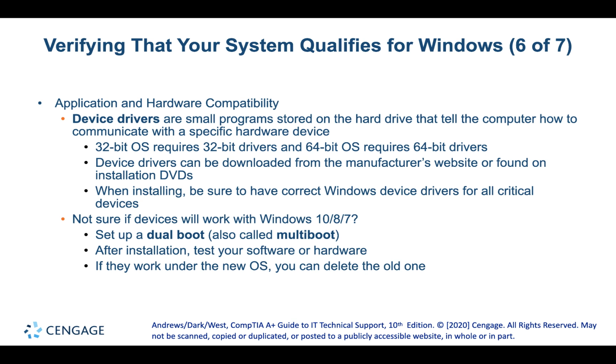If you're not sure about your hardware or software running on the version of Windows you're looking at installing, you can do what's called a dual boot or multi-boot system. This is where you install another operating system to a different partition or hard drive, and then you can select which operating system boots up on the device. So you could have Windows 8 and Windows 10 on the same computer. They're just installed on different hard drives or different partitions. And then, as I said, in the UEFI, in the boot process, you can determine which one boots, right?